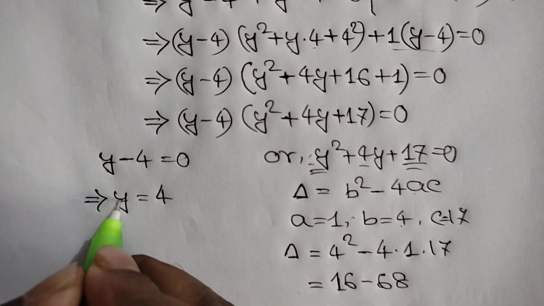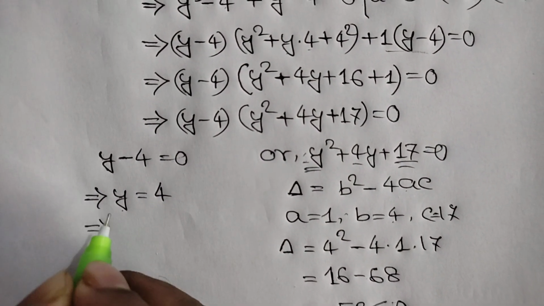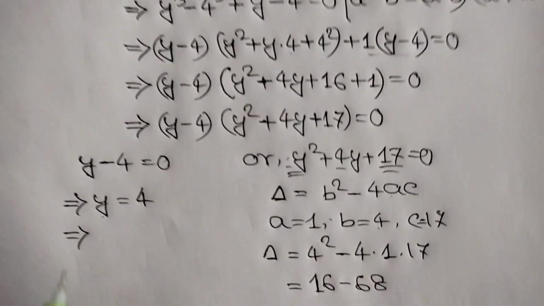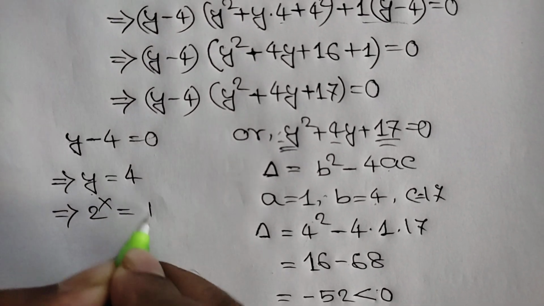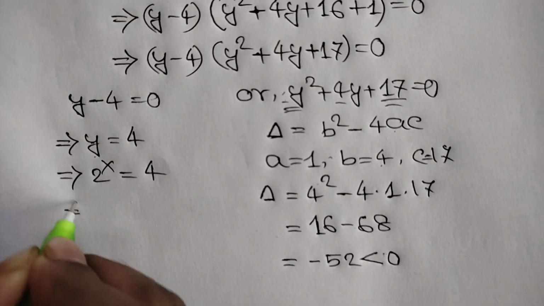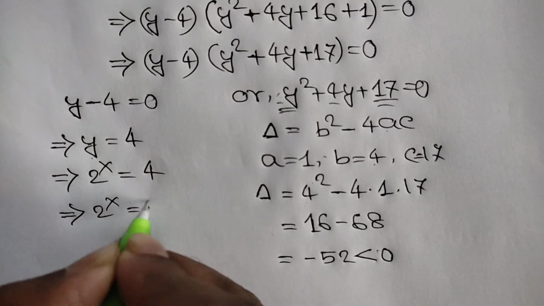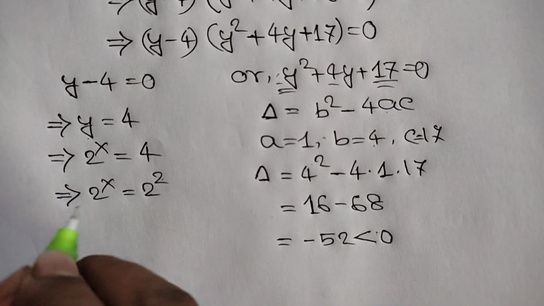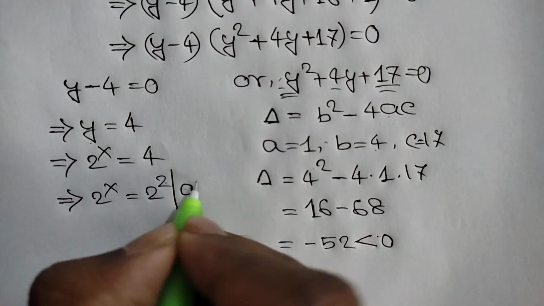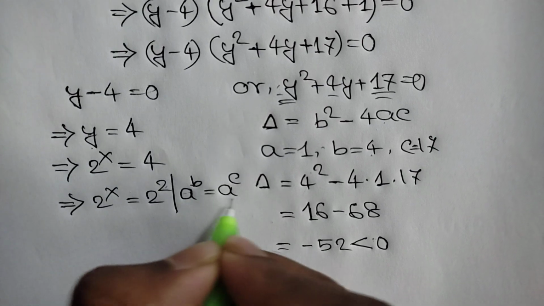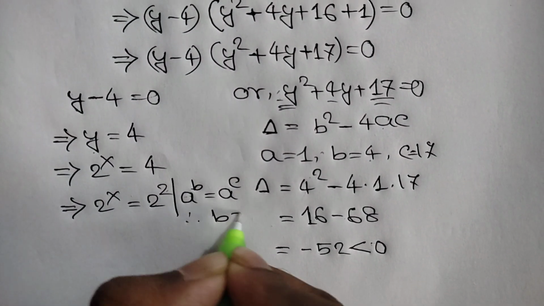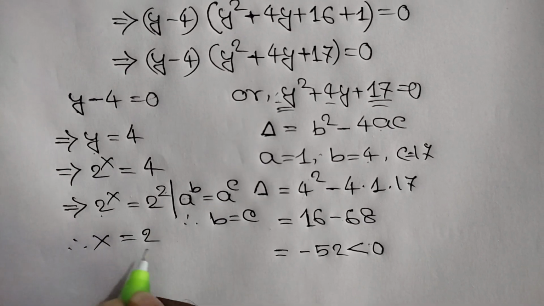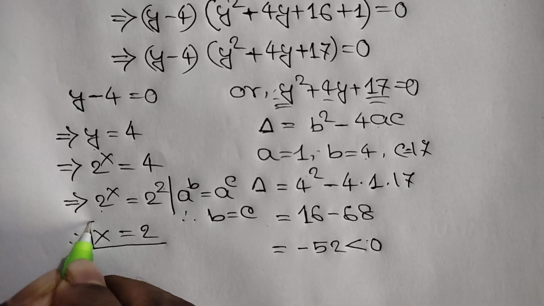Now remember, y is equal to 4, but y is 2 to the power x, so we write 2 to the power x is equal to 4, or 2 to the power x is equal to 2 square, because 2 square is the same as 4. Here we can apply this rule: if a to the power b is equal to a to the power c, then b is equal to c. Applying this rule here, we get x is equal to 2. So the value of x is 2.